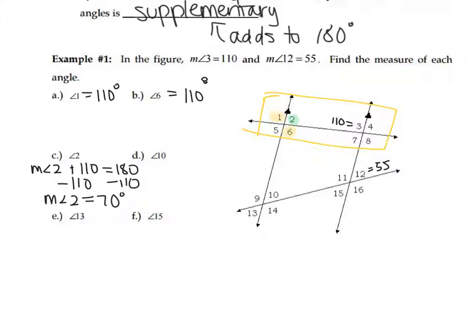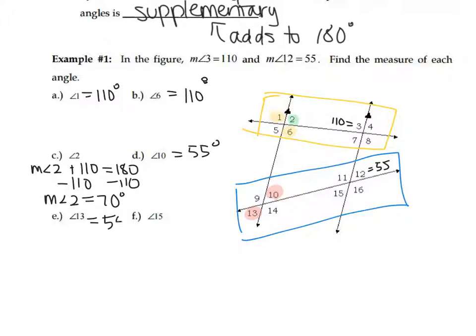Now we're going to move to our other set of angles cut by a transversal. So that would be these 8 angles. The first angle we want to look at is angle 10, which is an interior angle. And using the angle we're given, angle 12, they are corresponding angles, which means they are congruent, so angle 10 has a measure of 55 degrees. Next, we're going to look at angle 13, which is an exterior angle, and it is an alternate exterior angle to angle 12, which means they are congruent, which means angle 13 is also 55 degrees.